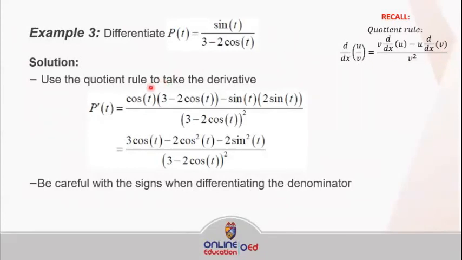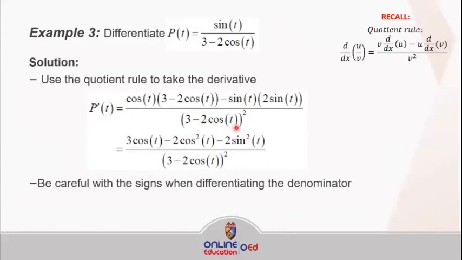For this problem, ang v natin is 3 minus 2 cosine t. And kukunin natin yung derivation ng numerator natin. Ang numerator natin is sin t. So, ang derivation ng sin t is cosine t minus ng u natin, which is sin t, and derivation ng denominator natin, which is, kung meron tayong constant lang na value, which is 3, equivalent lang siya sa 0, so cancel na siya. And for the negative 2 cosine t is equivalent lang siya sa 2 sin t.